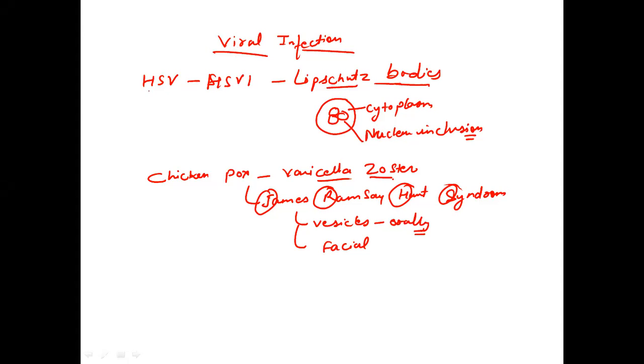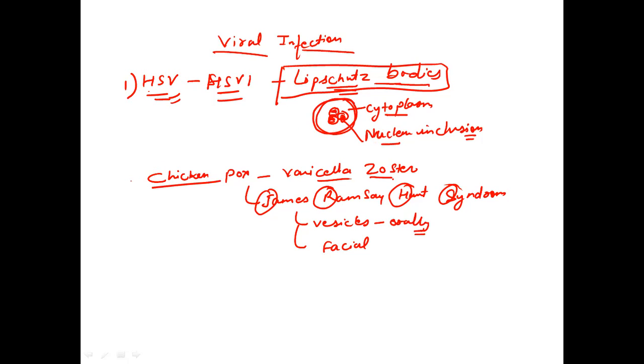First of all, we have herpes simplex virus 1, which has Lipschutz bodies. So what are Lipschutz bodies? You'll get a direct question on Lipschutz bodies being present in herpes simplex virus, right? Lipschutz bodies are nuclear inclusions. There is nuclear inclusion around the cytoplasm, more than one nucleus around the cytoplasm. So this is your Lipschutz bodies.